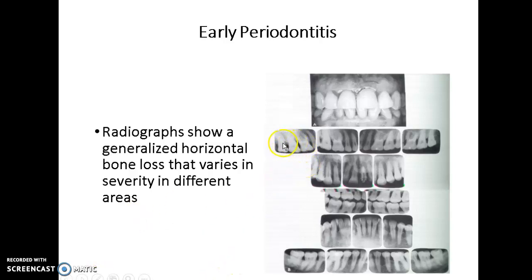So here's our upper right, and there's definitely some bone loss here. Bone loss on the upper left as well. Bone loss is not as severe on the mandibular aspect of the oral cavity. It looks like in the anterior there's even more bone loss that has happened.